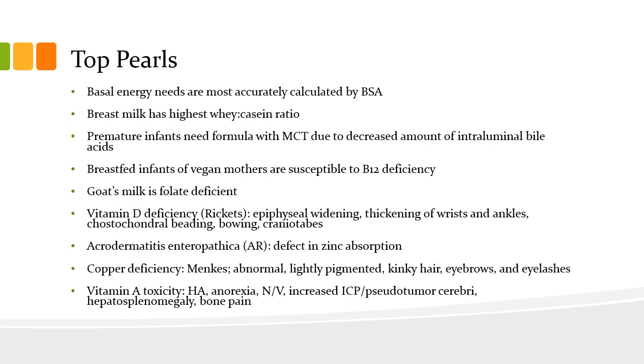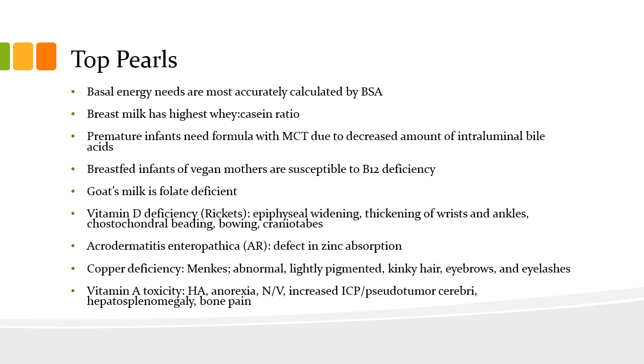Here are some major takeaways from the video to hopefully bank some points on the exam. Basal energy needs are most accurately calculated by body surface area. Second to colostrum, breast milk has the highest whey to casein ratio, so better than formula. Premature infants need formula with MCT because they have decreased bile acids. Breastfed infants of vegan mothers are susceptible to B12 deficiency. Goat's milk is folate deficient.